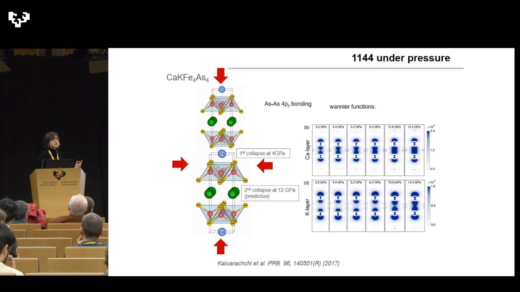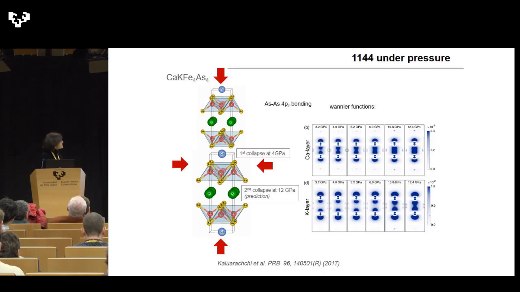And in fact, in these materials, you do have two transitions, because the size of the potassium is much larger than the size of the calcium. So if you go on pressing the sample, then at about 12 gigapascals, you get the collapse in the second layer. And this is now a system where we say it has a two half-collapse phase transition.